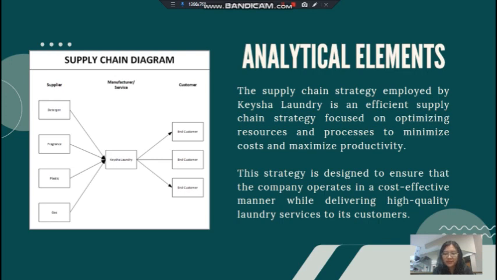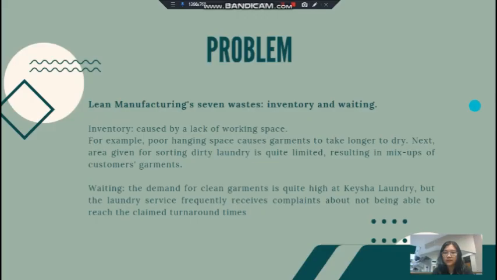Once everything is finished, the clothing is sent to the customers, either by home delivery or by customers picking up the things themselves. The supply chain strategy employed by Keisha Laundry is an efficient supply chain strategy focused on optimizing resources and processes to minimize costs and maximize productivity. The strategy is designed to ensure that the company operates in a cost-effective manner while delivering high-quality laundry services to its customers.